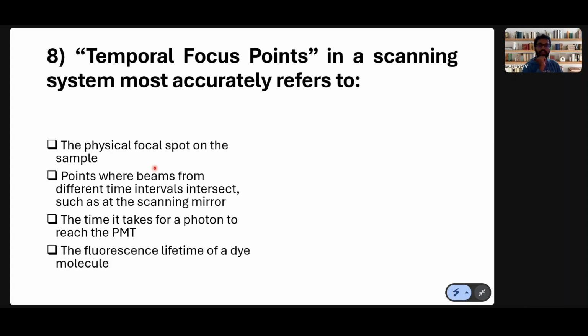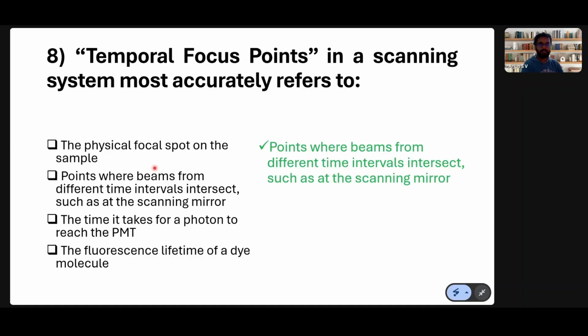Question number 8. Temporal focus points in a scanning system most accurately refers to what? And this we saw in the recap recently about spatial focal points and temporal focal points. Temporal focal points are those points where beams from different time intervals intersect. So the correct answer is option B, points where beams from different time intervals intersect, such as the scanning mirror.